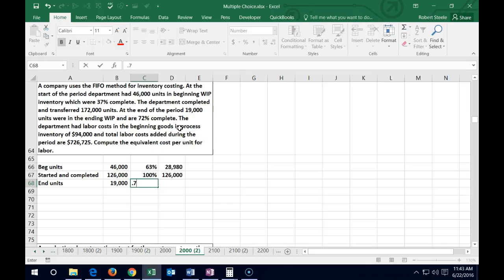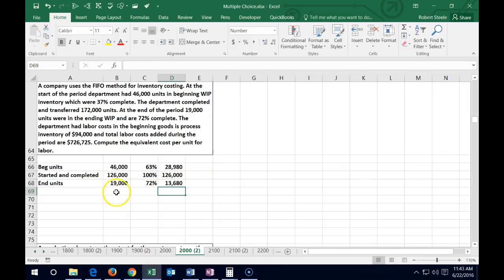So 72%, 0.72. We're not going to say 1 minus 0.72 as we did up here, because the 72 is what we did this time period if it's in ending work in process, as opposed to if it's in beginning work in process. So we're going to go to the home tab, we're going to go to the numbers, we're going to make that a percent. Then we're going to multiply that out. I'm going to say this equals the 19,000 times the 72%. That gives us equivalent units here.